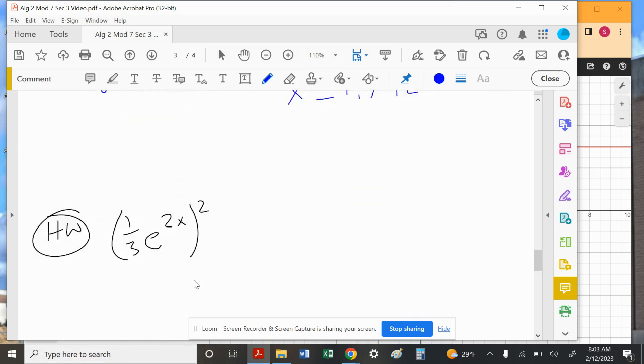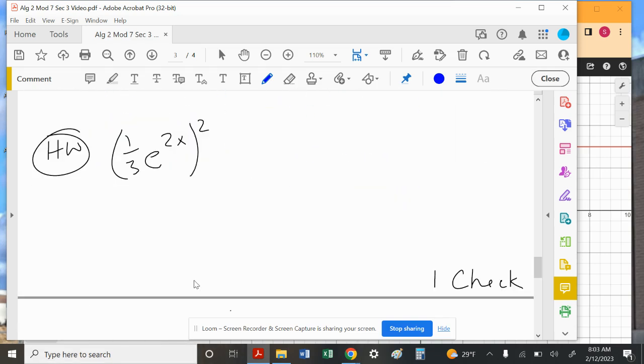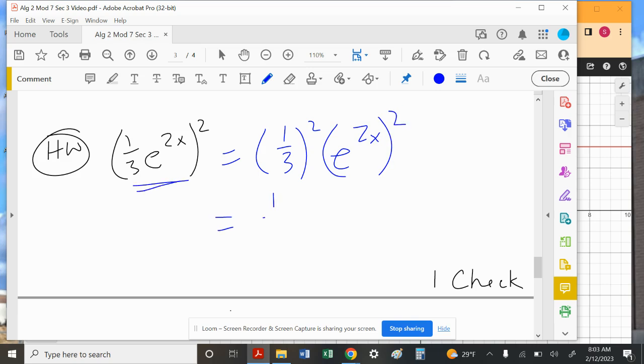Okay, and then I think we have just one more problem. So in this problem now, we're going to distribute that 2. So we have 1/3 squared e to the 2x squared. We can do that because it's multiplication. That gives us 1/9. And then we multiply these two together. So we have e to the 4x. And you have one check to do.